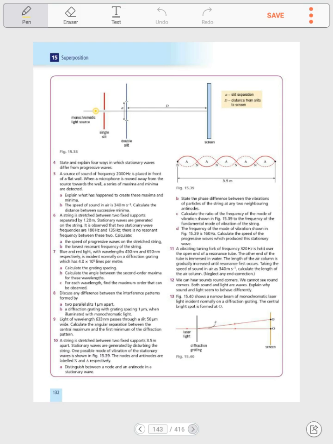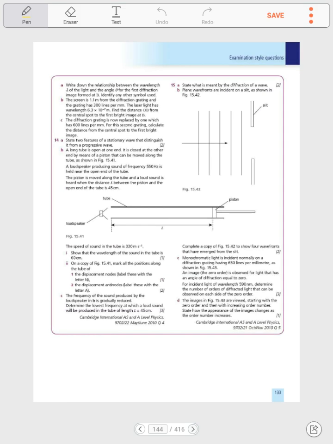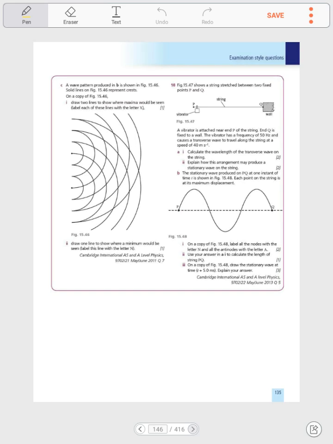Okay, by this we finish the waves. You have to study harder and solve many questions about the waves.